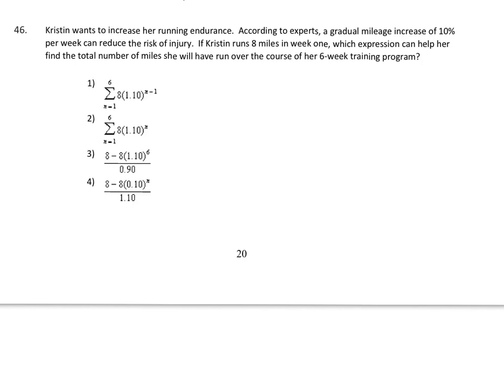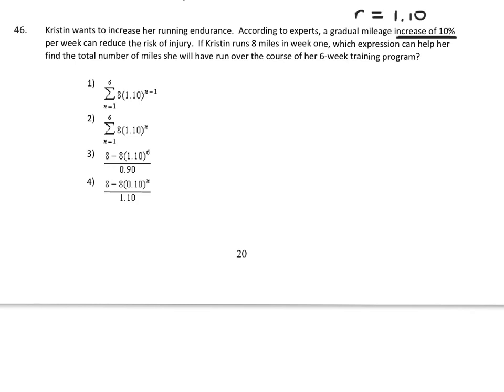Okay, so number 46, Kristen wants to increase her running endurance. According to experts, a gradual mile increase of 10% per week can reduce the risk of injury. So she's increasing what she's running by 10% per week, right? That would be 1 plus the rate. So 1 plus 0.10 would be 1.10, or just 1.1. But I'm just writing this as 0.10 so you could see how it matches up with the 10%. So that would be our r. That's what we're multiplying by to get from one term to the next.